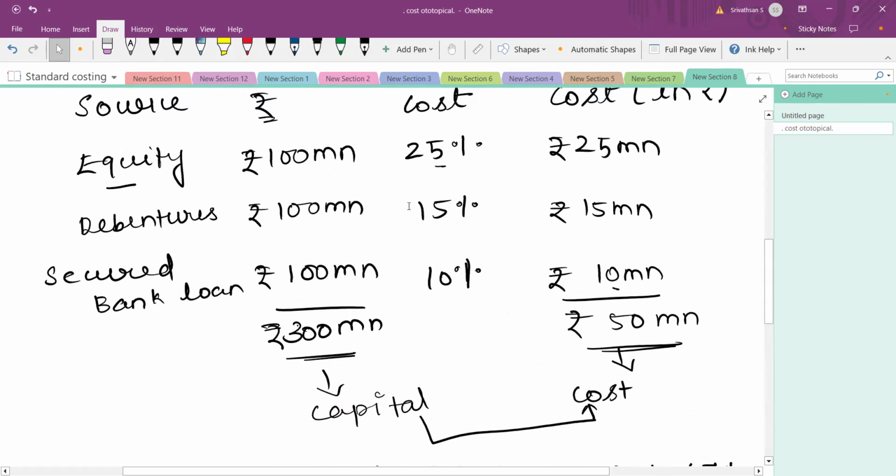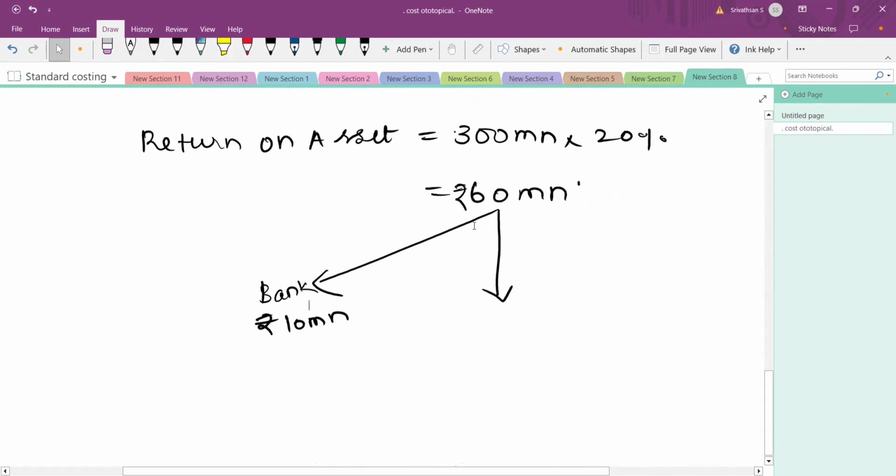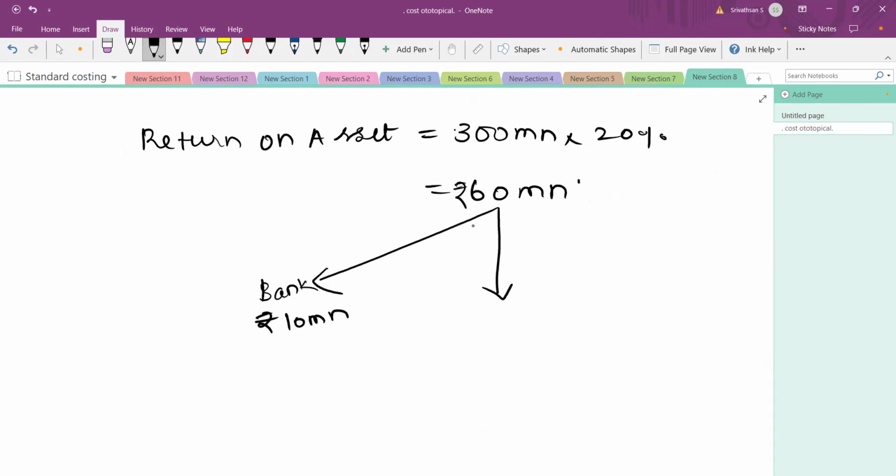So what is the expectation of the debenture holders? They gave us 100 million, upon which they are expecting 15% return. So the company has to pay 15 million to the debenture holders. So out of the 60 million rupees, 15 million rupees will be paid to the debenture holders. Then finally, the company will pay to the equity shareholders. So this is bank and this is the debenture. Then finally, the company will pay money to the equity shareholders.